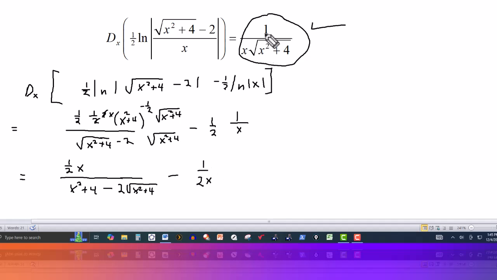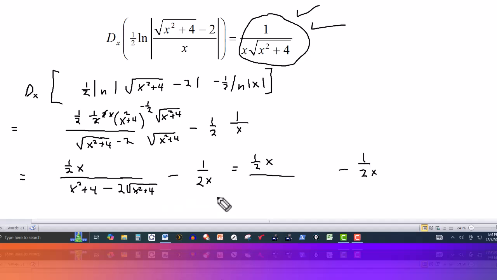So I look at the objective over here. I notice I want to have an x times the square root of x squared plus 4. So after I combine these two expressions, that's my objective right here. So I'm going to leave this as 1/2 x. Again, all of this is just algebra here.